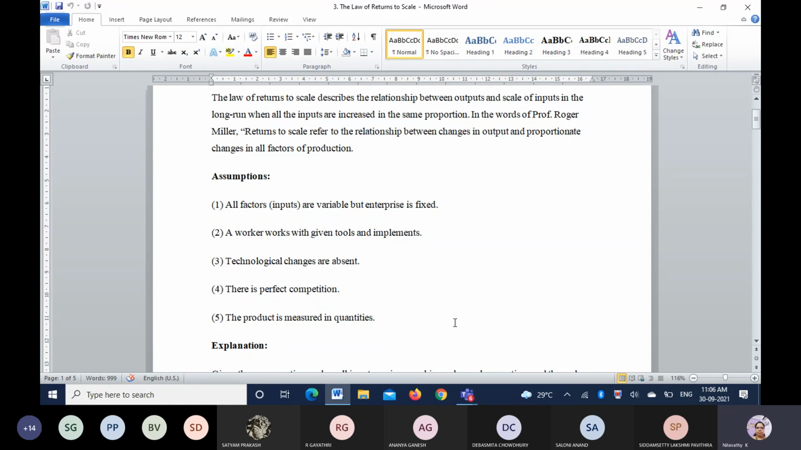Next, a worker works with the given tools and implements only. That is, there are no changes in the technology. Okay, normally we put it in that sense. So that is what they have given. So tools, equipment, machines, everything is going to be the same. So there are no changes in the technology. So technological changes are absent.